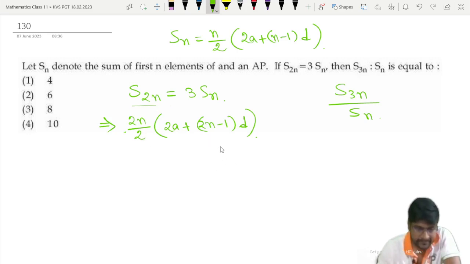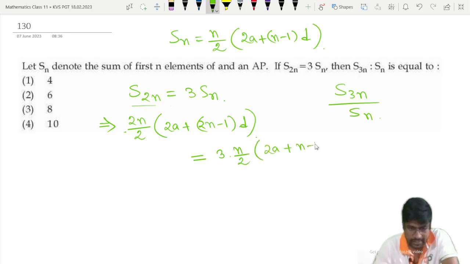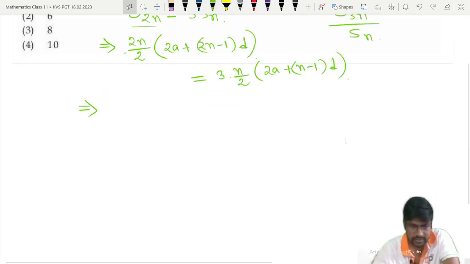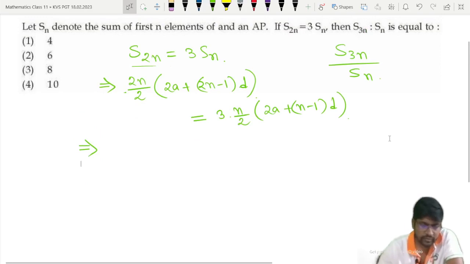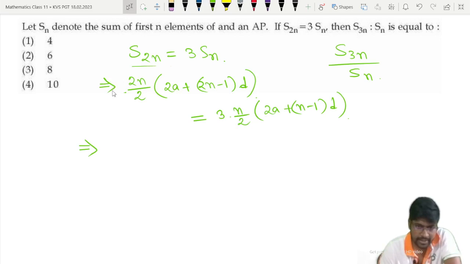So this is that, and then this side 3 into Sn. So 3 into n by 2 into 2a plus n minus 1 into d. Then we will simplify this to get a relation between a and d. We have to get some relation between a and d. So here see, 2 will be cancelled, and n both sides will be cancelled.